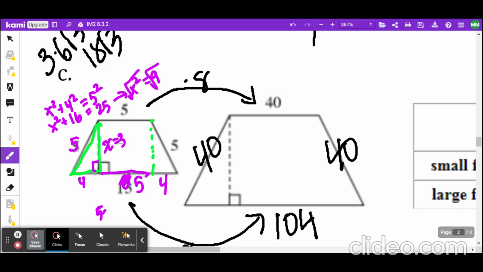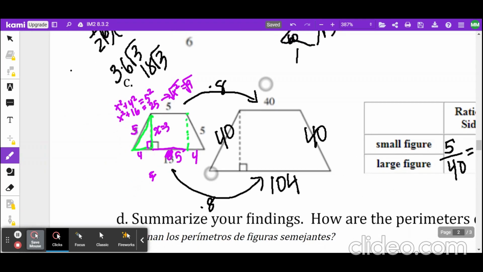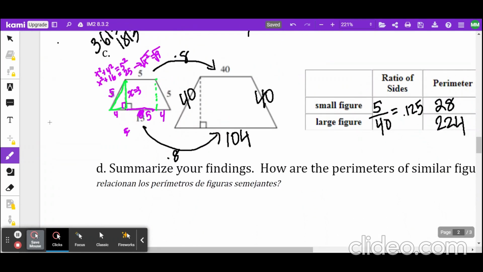x is 3. Now the area of a trapezoid is equal to, and if you didn't remember this, you could find the area of the triangle separately and then do the rectangle here, but the area of a trapezoid is equal to 1/2 times base 1 plus base 2 times the height.